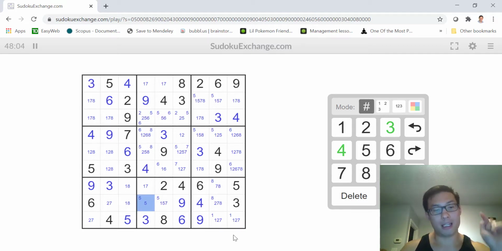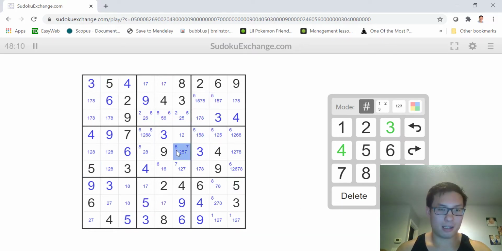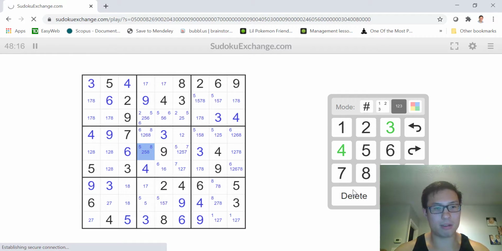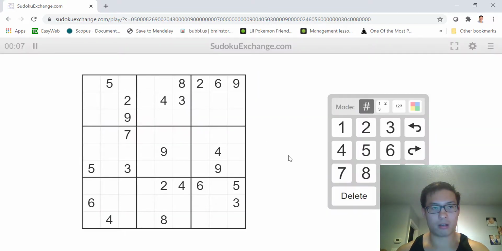What does that tell me? This cell can only be a 5. That means this, because there was a 5 here, if you saw earlier, Control Z, redo, oops. That's unfortunate.